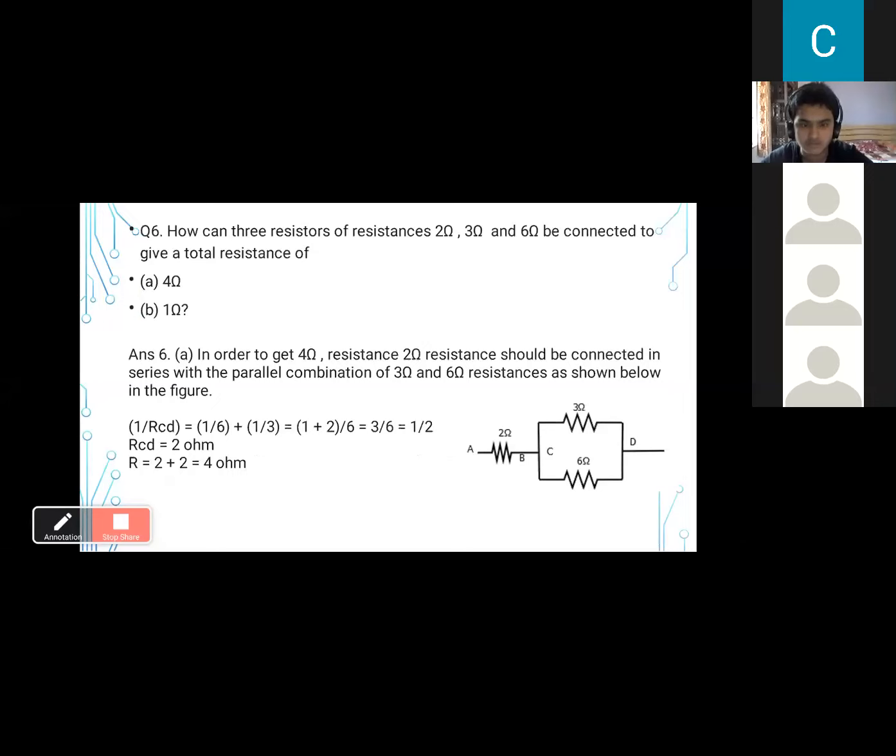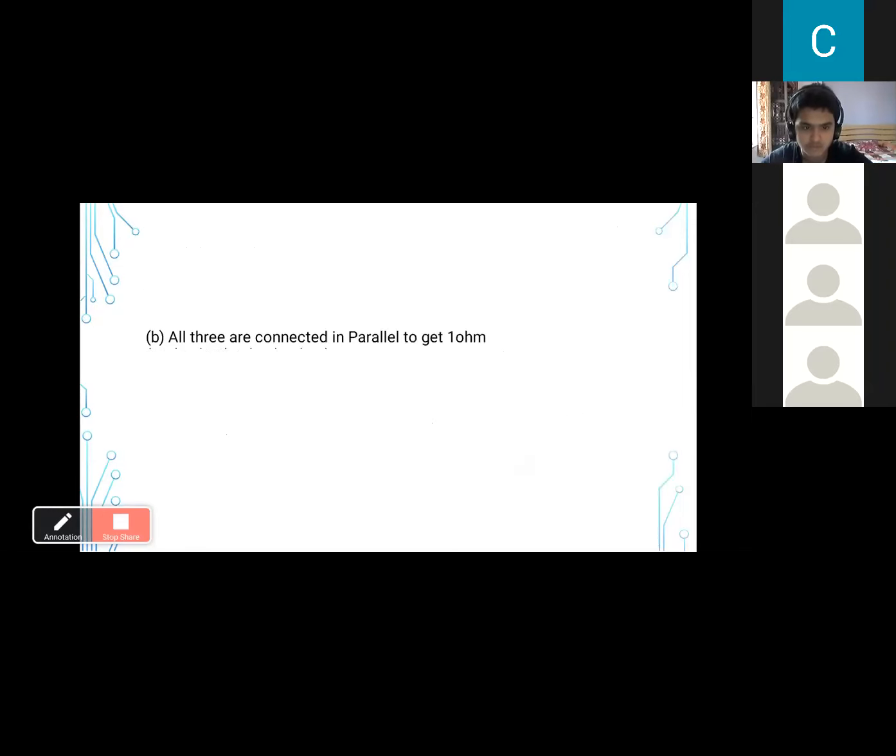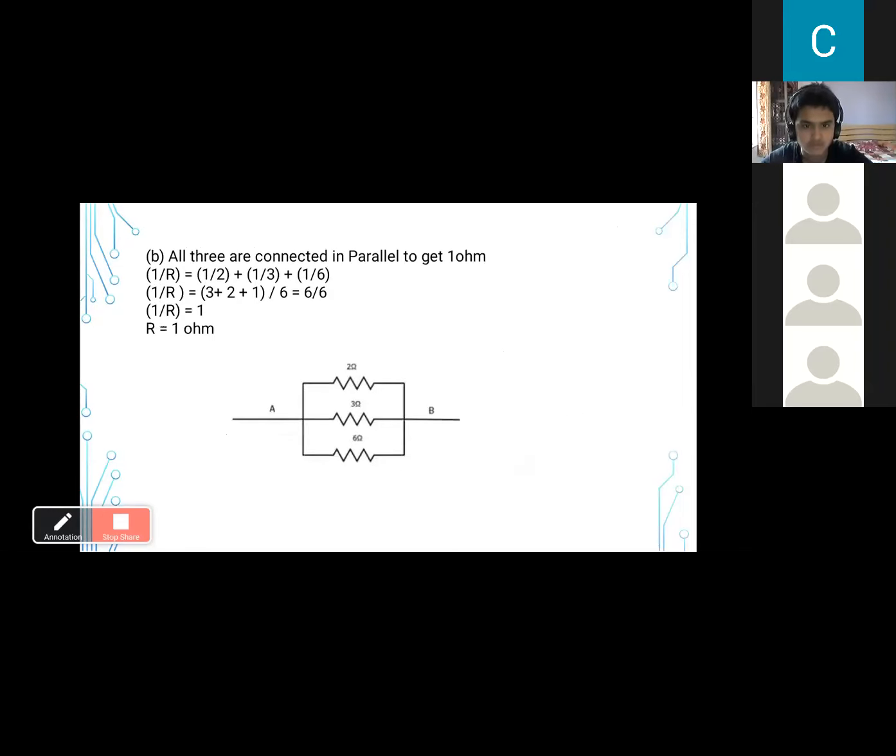So you can try this, it has to be tried. You have to apply the logic here on how you'll get the total resistance as 4 ohm. For 1 ohm, if I connect 2, 3 and 6 all in parallel, I'm getting 1 ohm.